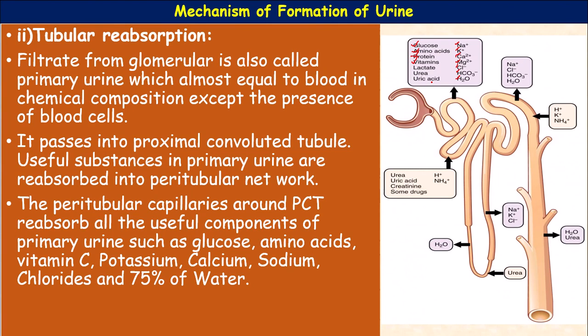Glucose, amino acids and vitamin C are also reabsorbed back in the proximal convoluted tubule, but this is an active reabsorption, while the absorption of water is purely passive; no energy is required. Active absorption means where energy is utilized. Passive absorption means the absorption takes place without utilizing energy.